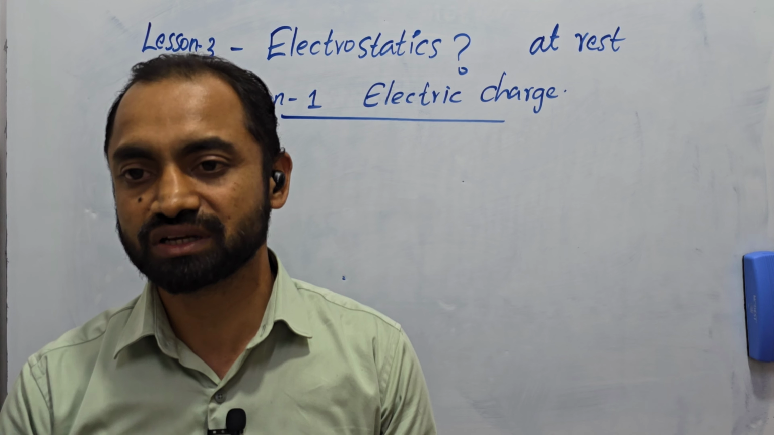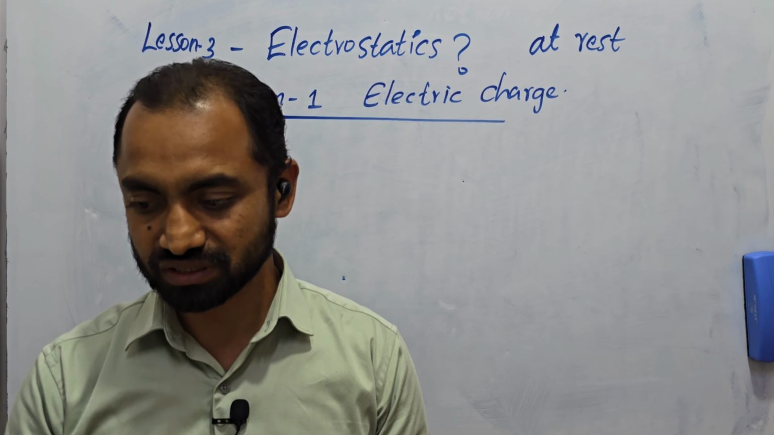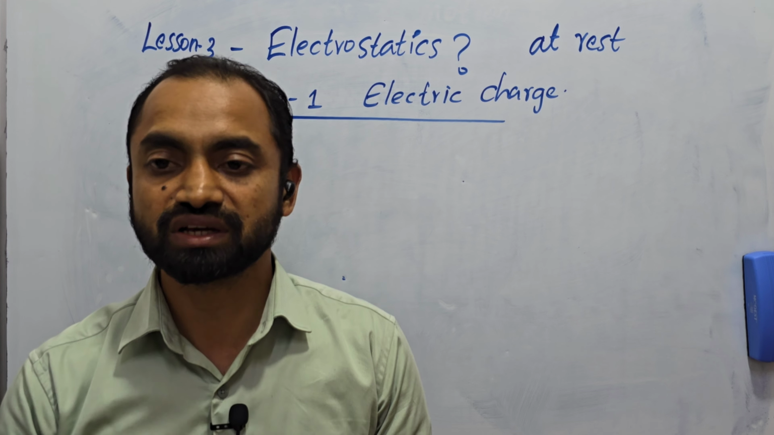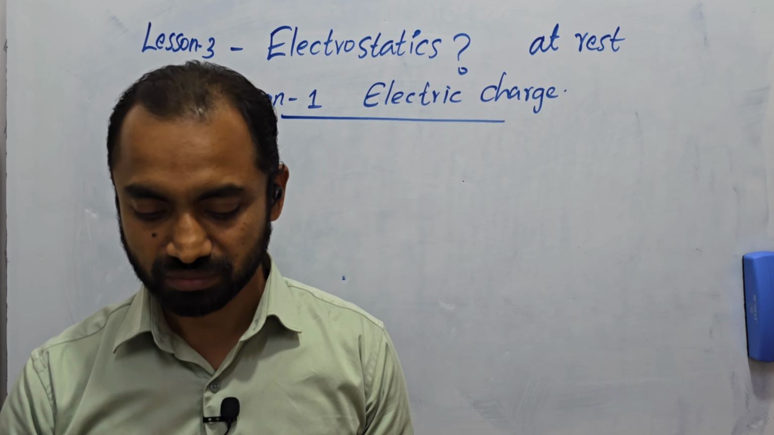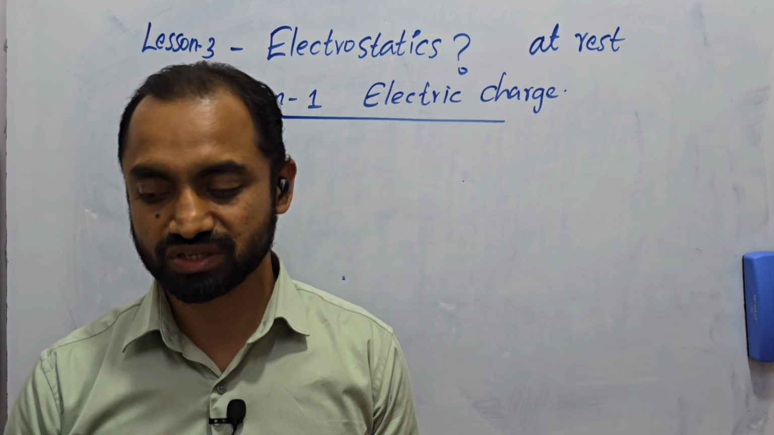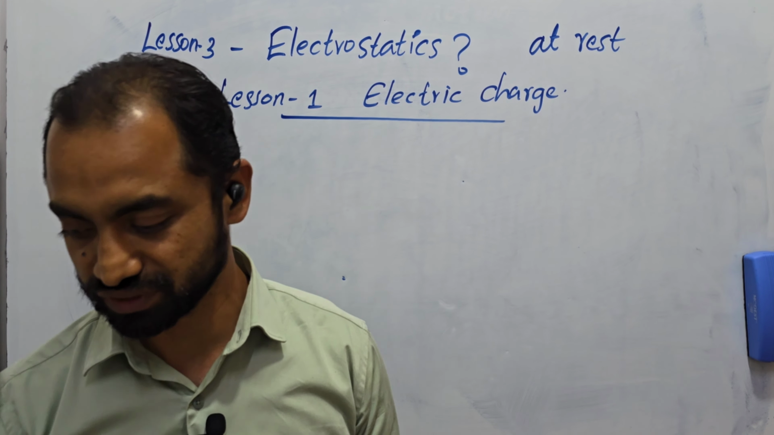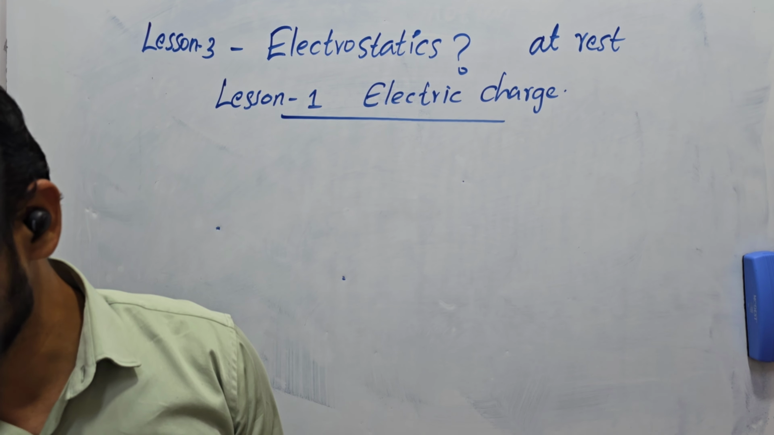Almost all the metals are good conductors, right? Metals are good conductors. Very good. Give examples for insulators. Plastic is an insulator, then wood is an insulator, rubber is an insulator. Very good. Okay.